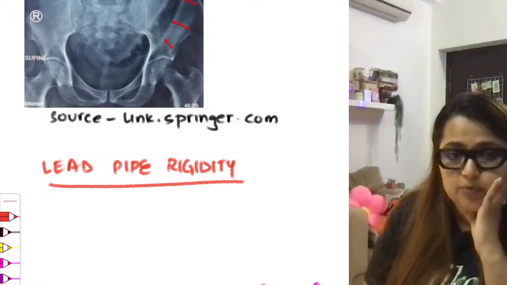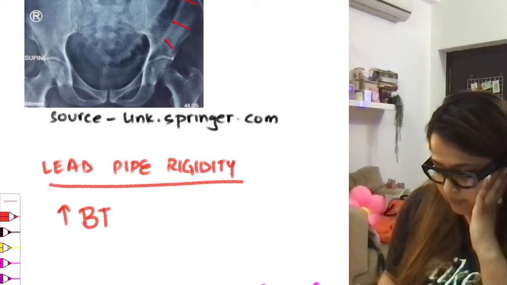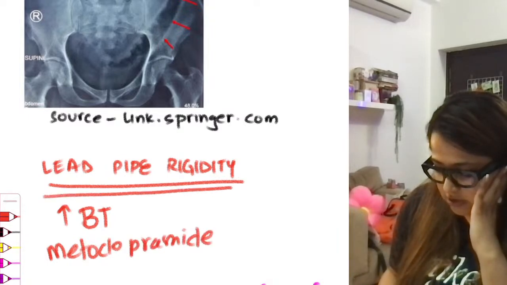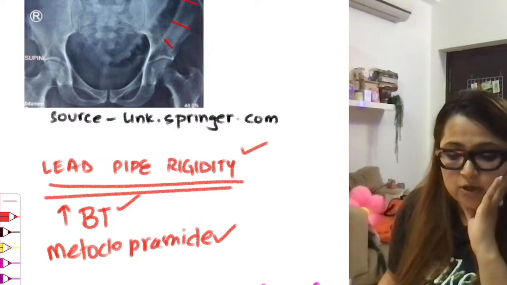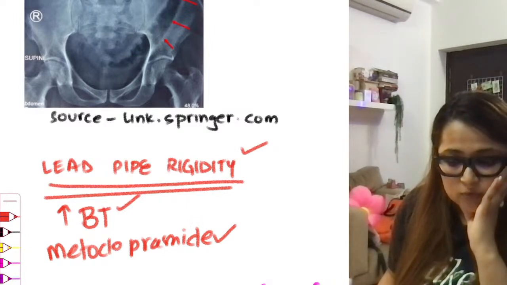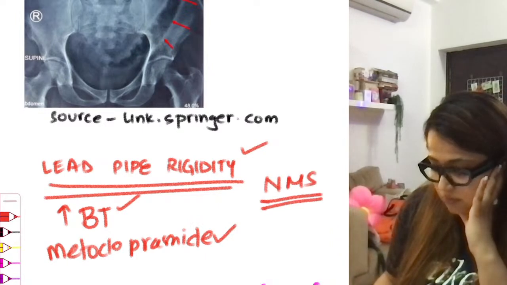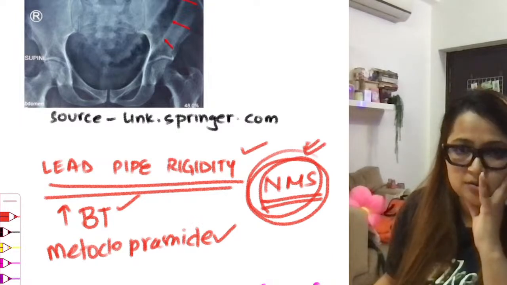Lead pipe rigidity, the patient is also having increased body temperature, and the patient was taking metoclopramide. What are we talking about here? Yes. A patient coming to you with lead pipe rigidity, body temperature is increased, and patient was taking metoclopramide. So what is this condition? This is a neuroleptic malignant syndrome. Okay, neuroleptic malignant syndrome. Know this, guys.